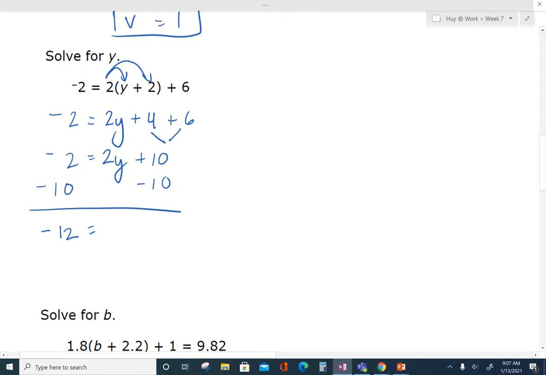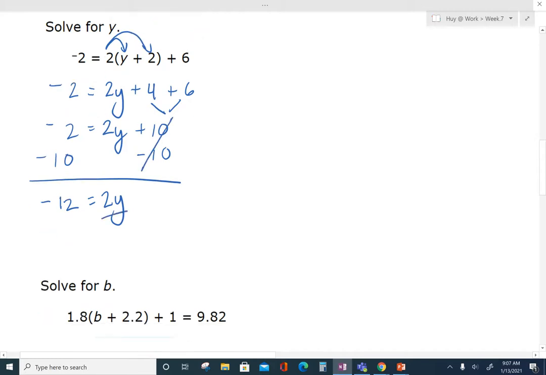All right, so now we have negative 12 equals 2y comes down, 10 minus 10 is 0. We can cross that out. So now we can divide both sides by 2, so that the 2's cancel out. Negative 12 divided by 2 is negative 6. Now we just have y on the right side. So y equals negative 6.